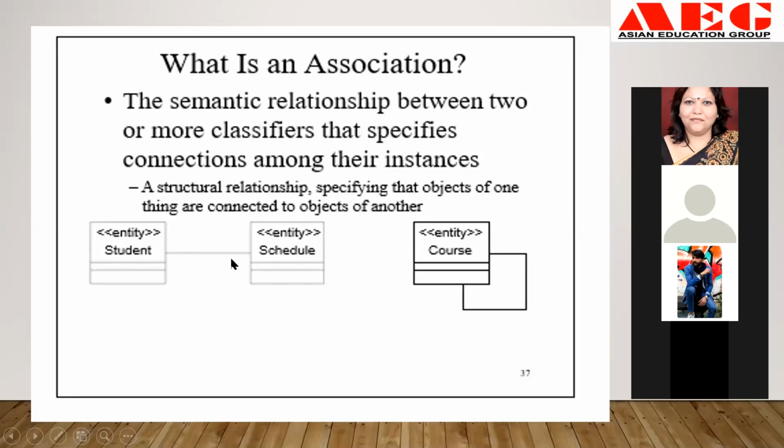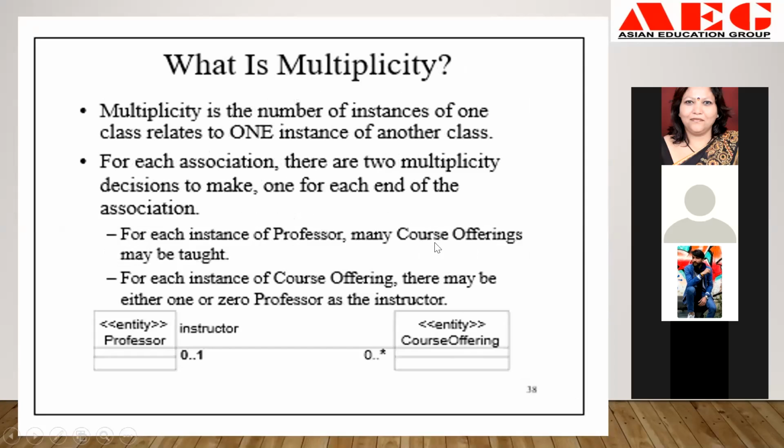So there is a relationship between the schedule and the student. And the entity course also has a relationship. Different courses have different types of objects or different types of subjects. That means it is another method of representing the relationship.